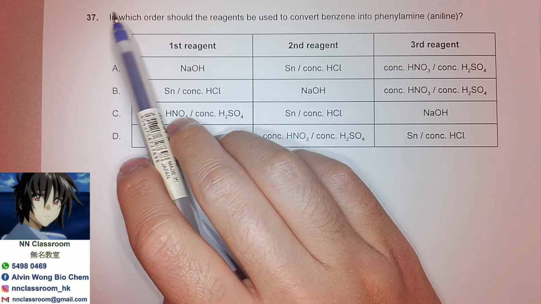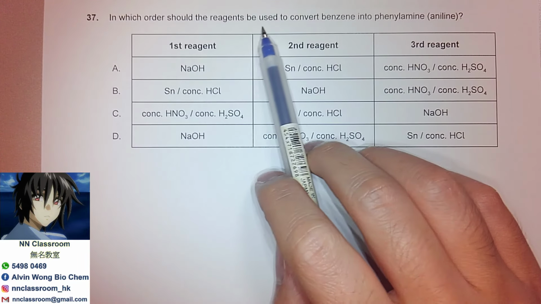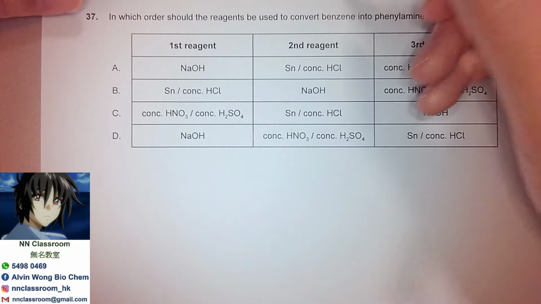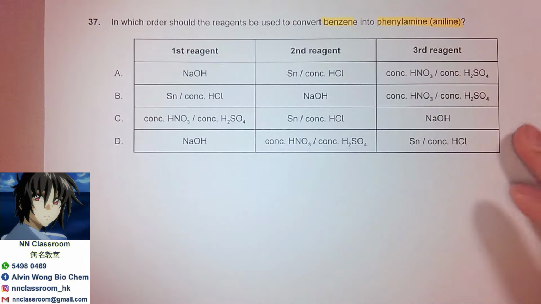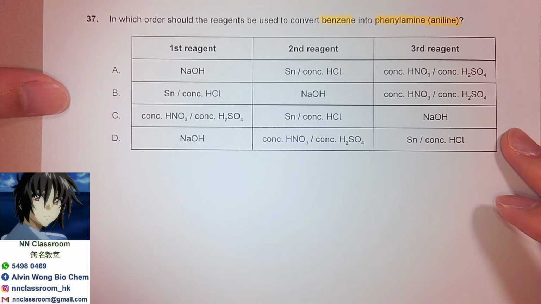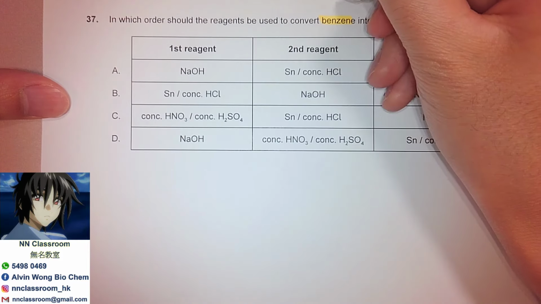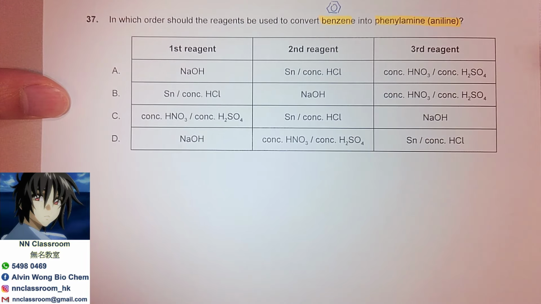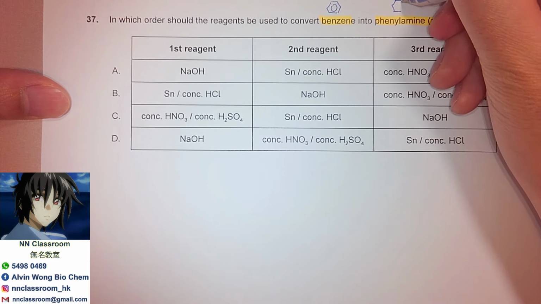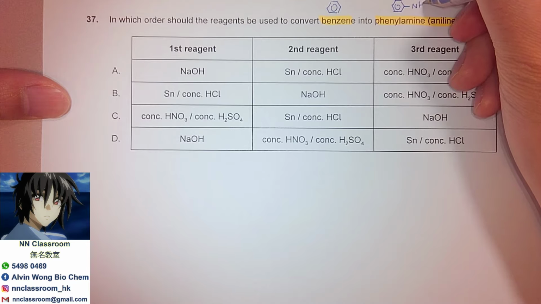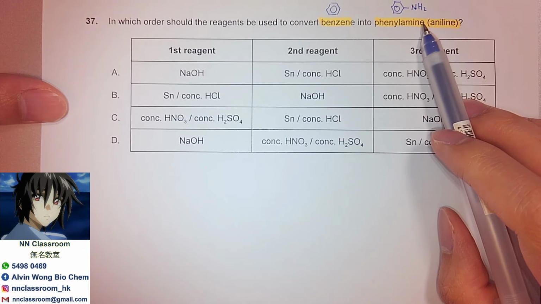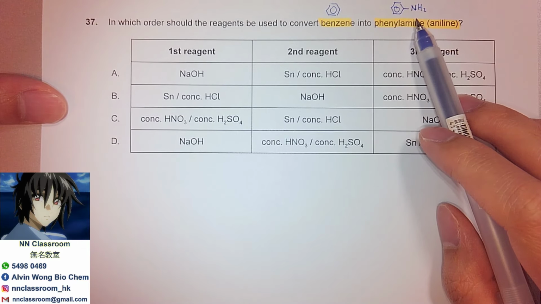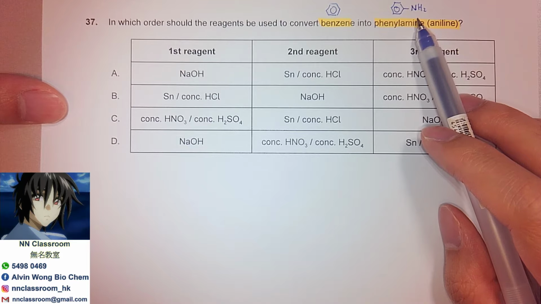Let's see, question 37: in which order should the reagents be used to convert benzene into phenylamine, or simply called aniline? This is a really classic question asking for the conversion from benzene to finally phenylamine, a benzene ring attached to an NH2. It is a standardized protocol that students are required to memorize, and within one of the steps there is a reaction mechanism that students must be able to understand.